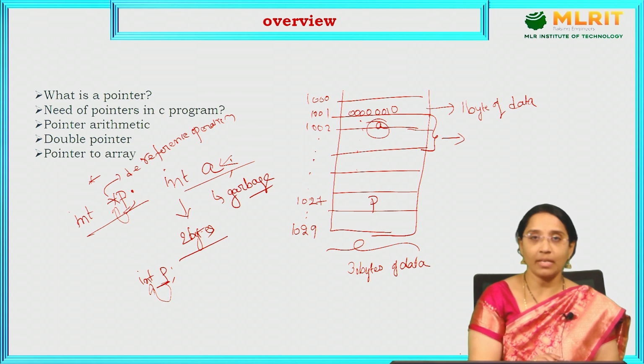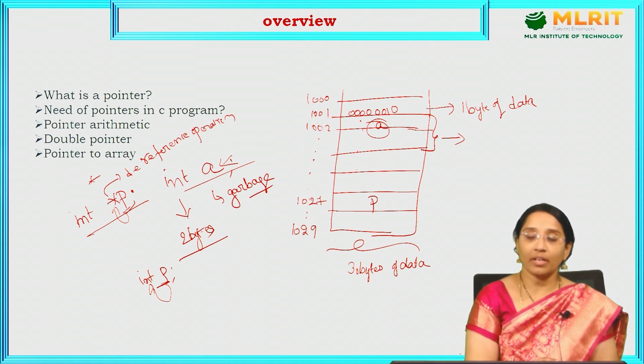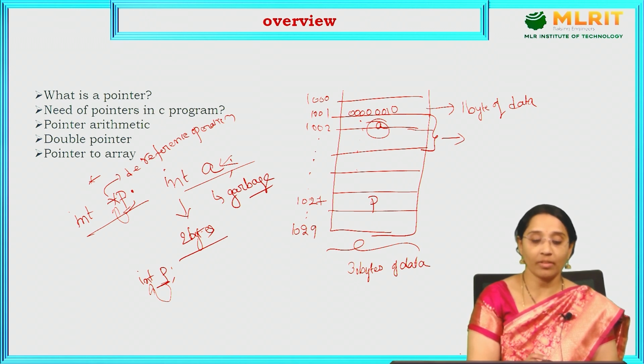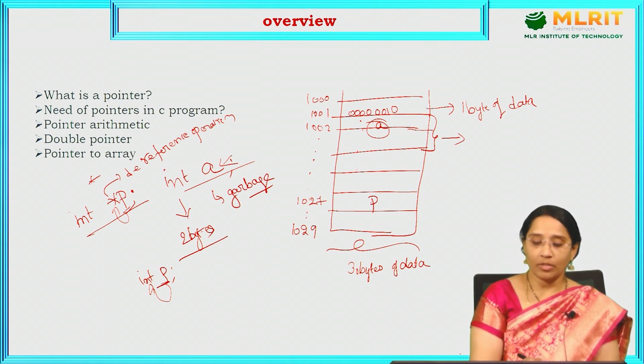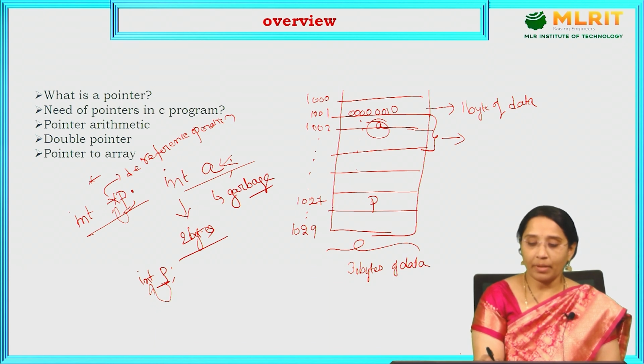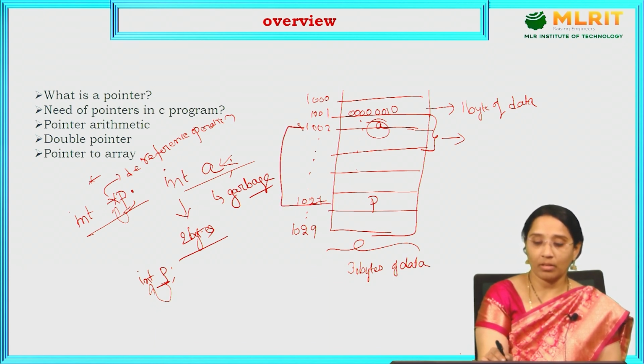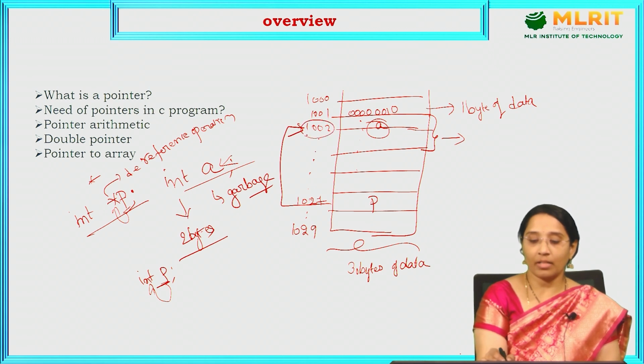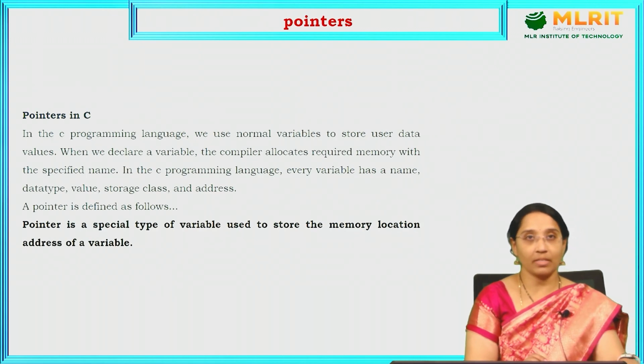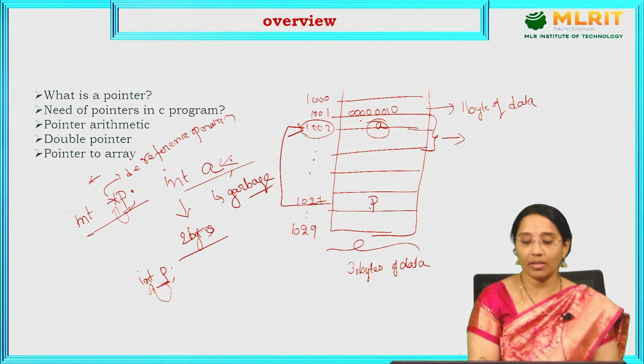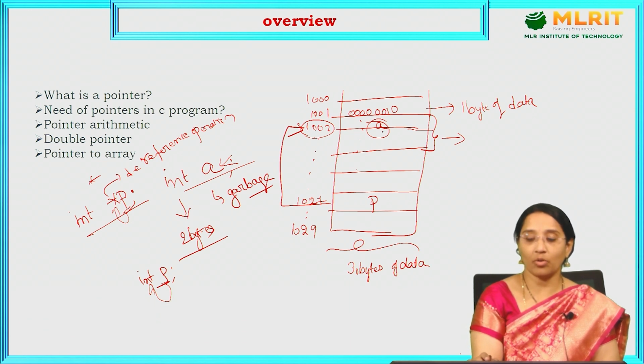So, here P is a pointer variable. Pointer is a special variable which holds the address of another variable. Pointer is a variable which holds the address of another variable. So, now P is a variable which holds the address of another variable whose data type is integer. So, P is a pointer variable which holds the address of another variable whose type is integer.